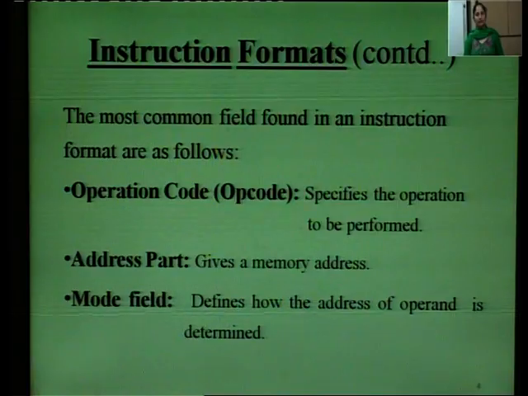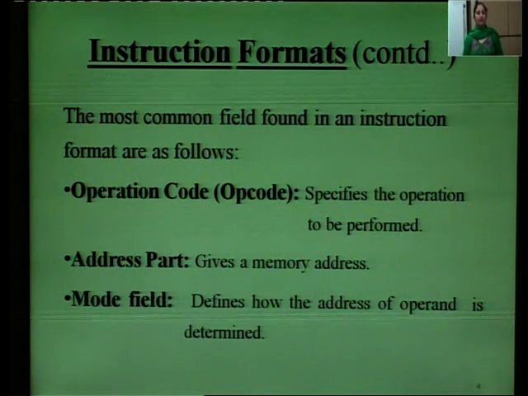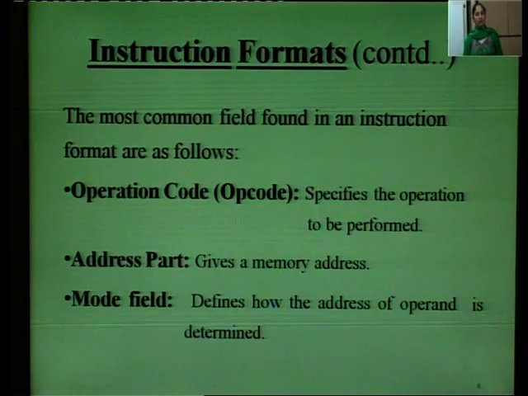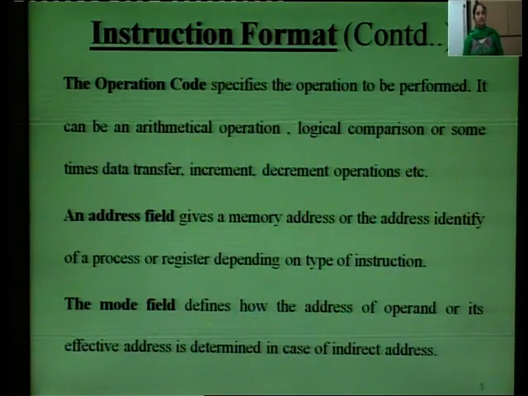Address part defines the address of the memory, and mode field defines how the operands will define themselves in the different modes. Next, operation code specifies the operations to be performed.